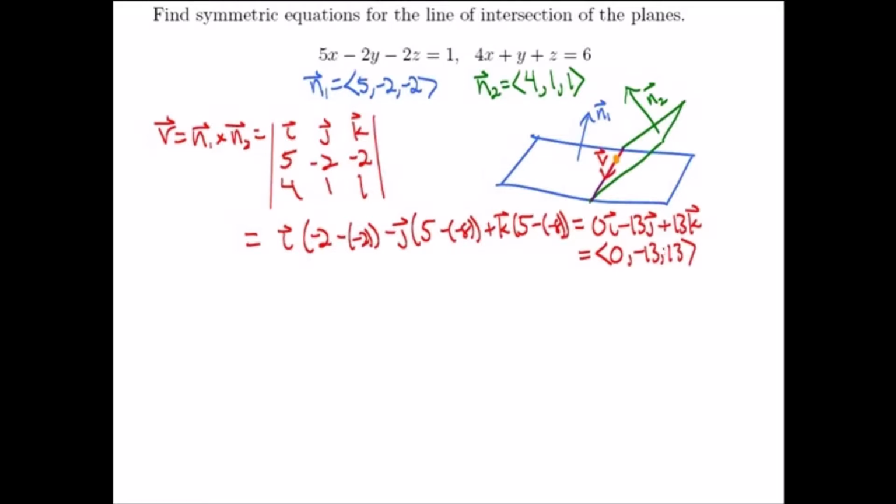Now that's a nice vector, but we can make it a little bit nicer. Let's go ahead and take our direction vector. I'm going to call it v in somewhat of an abusive notation.